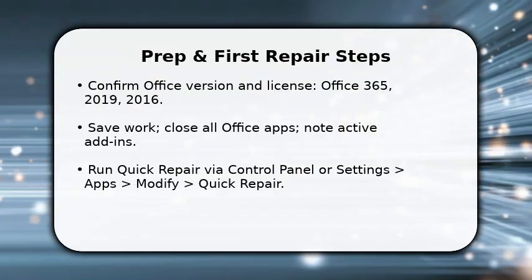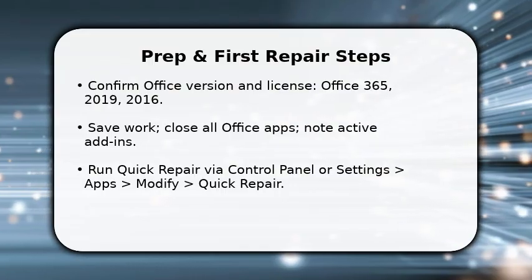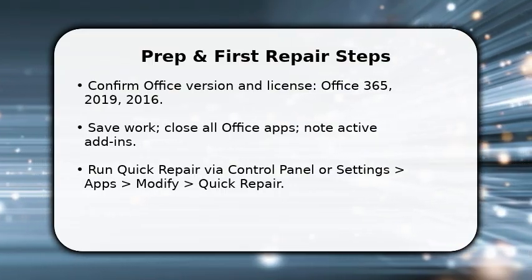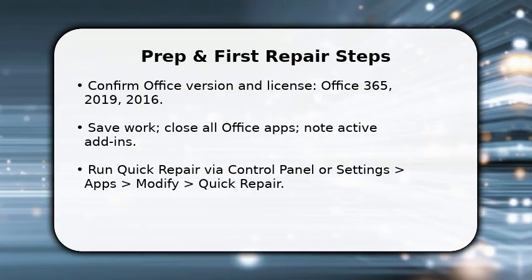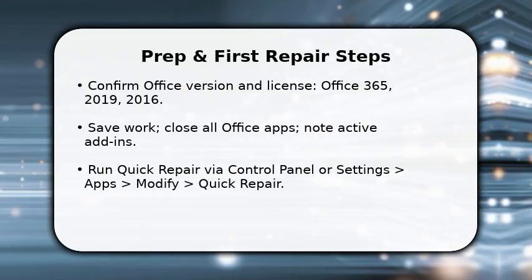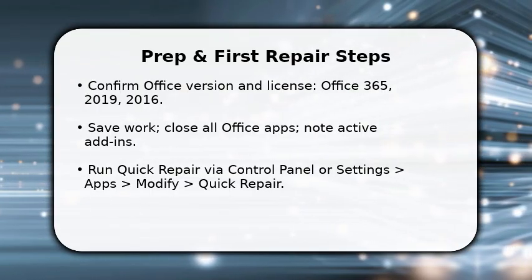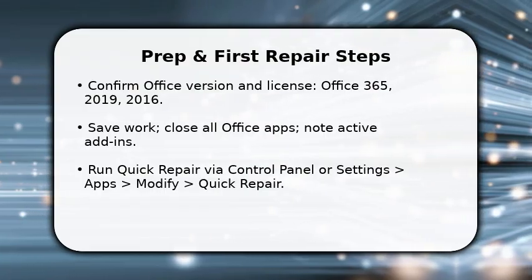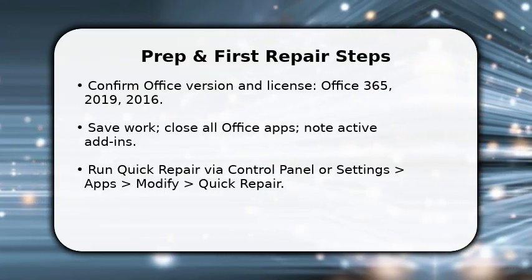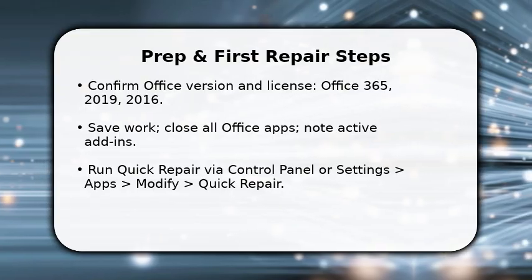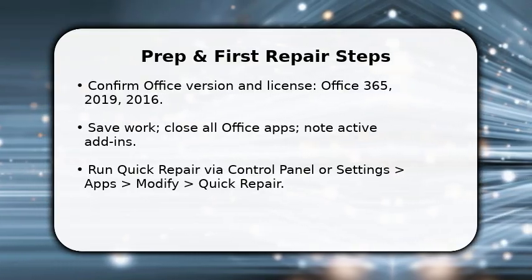You begin by confirming Office version and license because repairs differ by build. Once you save files and close apps, make sure to note any active add-ins that might block repair. Next, open Control Panel or Settings, select Apps, choose Microsoft Office and run Quick Repair. This fixes corrupt files fast without reinstalling.